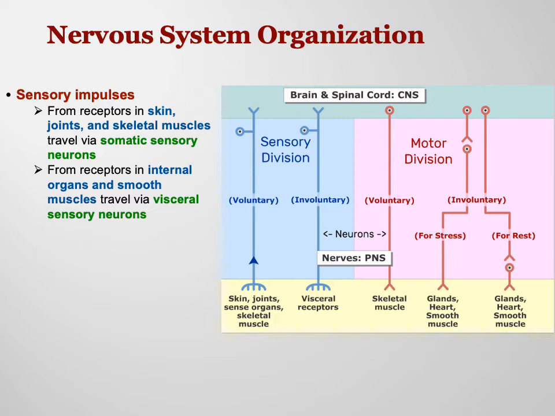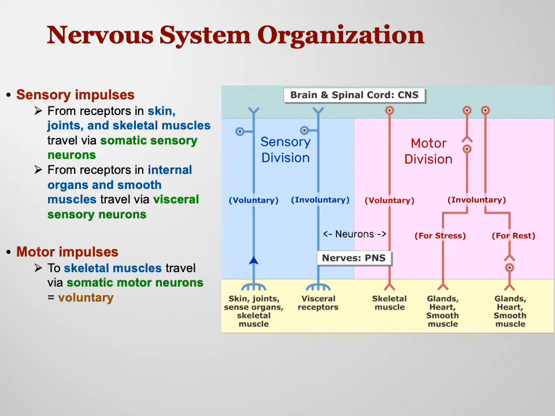So this is an important distinction. There are basically two completely different sensory pathways in the body. One is from your skin and joints and skeletal muscles. The other pathway is from your internal organs. And those are different branches or divisions of the nervous system. So the visceral sensory stuff we're really not going to deal with very much until the fourth part of the class. So we have sensory impulses and then motor impulses.